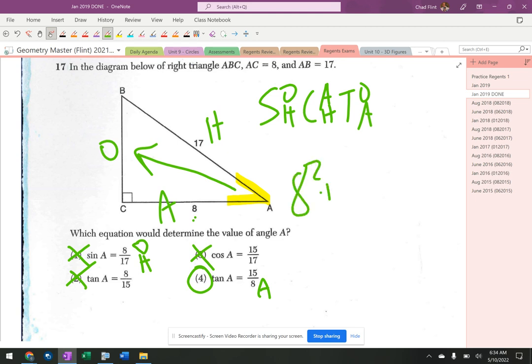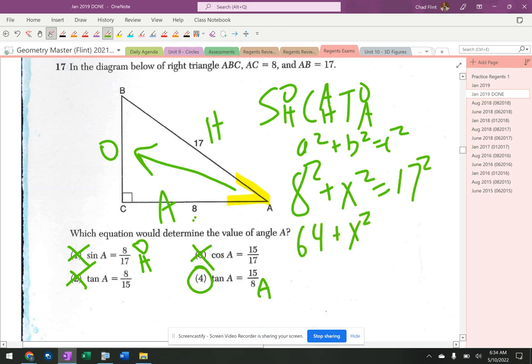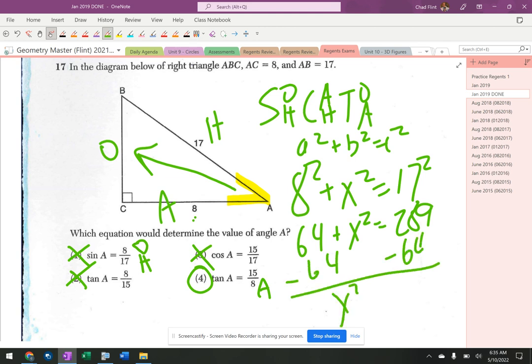But I should do A squared plus B squared equals C squared, because it is possible that this might come up again and it might have two different numbers in there, for the missing side. So this is going to be x squared equals 225, square root, x equals 15.